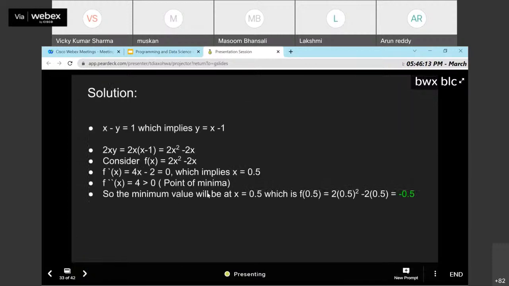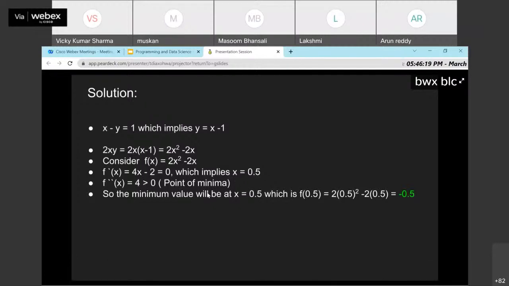So what Arun was telling, it's the same thing even I did. He just converted to one variable. Here I'm converting y in terms of x. I substitute that value into the second expression, that is 2xy, using y is equal to x minus 1. Now what do I get? I get a quadratic equation, right? Now you can just do the first derivative, equate it to 0, and you find that x is equal to 0.5.